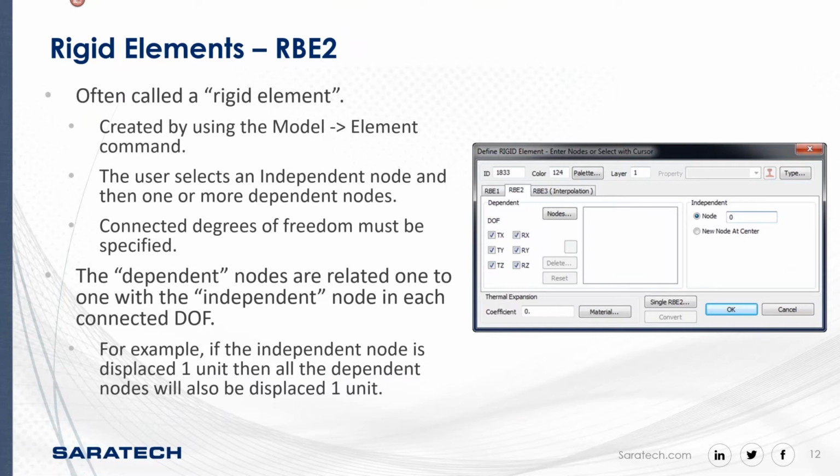Now, since MPCs are difficult to write, we have these things called rigid elements. The first one that we're going to talk about is an RBE2 element. You can create a rigid element by going to Model Element, and then from there you go ahead and you specify dependent and independent nodes. Now, there are degrees of freedom. As you see, you have 1 through 6 that you can specify for that dependent node.